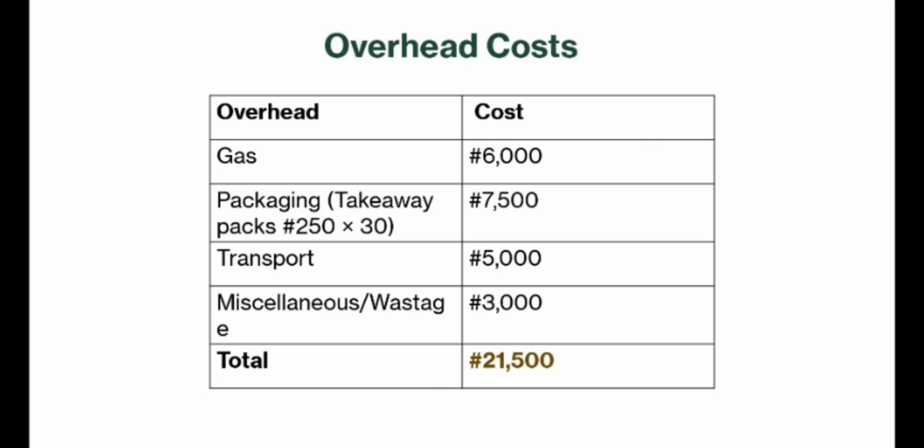Now, let us add our overheads. In this table, we have two columns. We have the overhead column and also the one for costs. So we had all the overheads and then the cost at which we got the overheads. So for that, we have 6,000 naira. Packaging materials, we got 30 takeaway packs, which is 7,500 naira. Transportation cost 5,000 naira. Miscellaneous or wastage 3,000 naira. So you have a total of 21,500 naira.